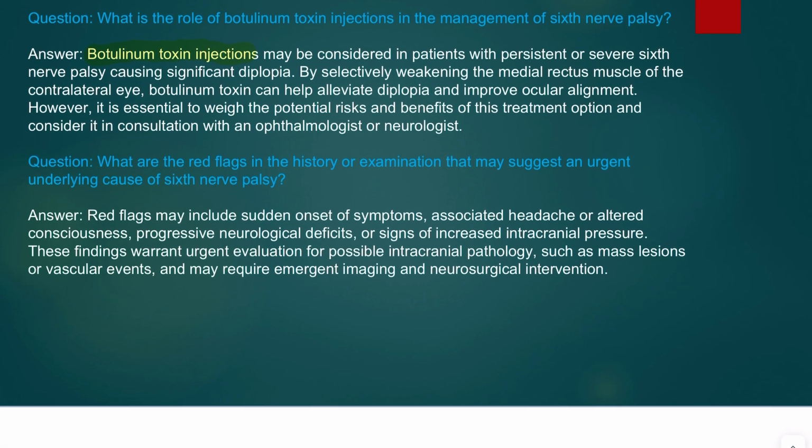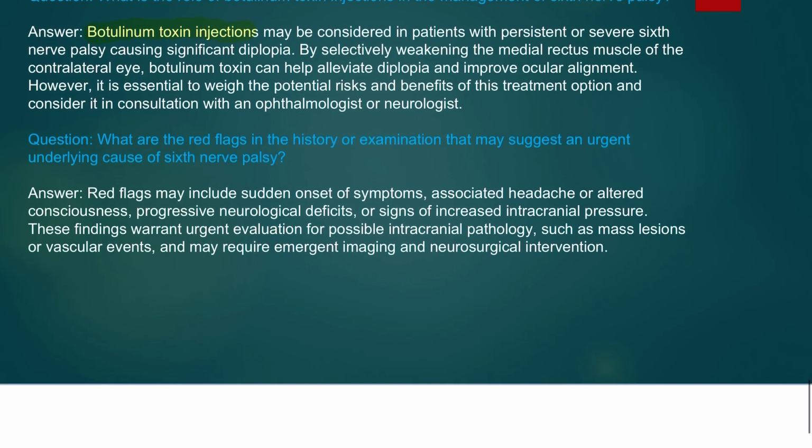Finally, what are the red flags in the history or examination that may suggest an urgent underlying cause of sixth nerve palsy? So red flags are sudden onset of symptoms, if the patient has associated headaches or altered consciousness, if we have a progressive neurological deficit, or signs of increased intracranial pressure. So these findings warrant urgent evaluation for possible intracranial pathology like mass lesions or vascular events. So they require emergent imaging and neurosurgical intervention.